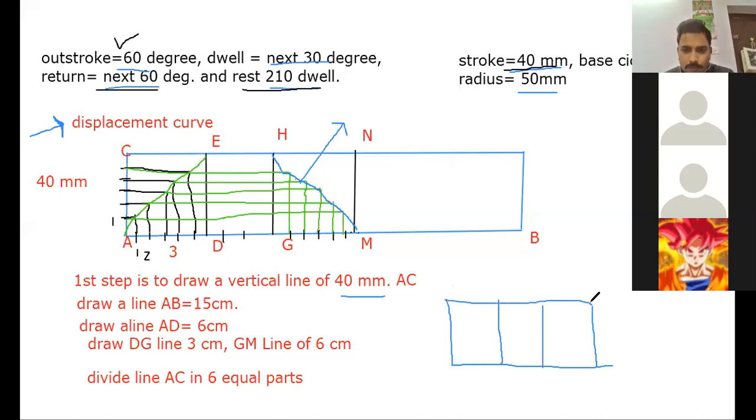Now, once the parts are divided, you need to divide line AC into 6 equal parts again. If line AC is divided into 6 equal parts, then you need to join the points: first to the first point, second to the second point, third to the third point, and then you will achieve the constant velocity curve. As a straight line moving forward, then dwell, and then a straight line moving downwards. Okay, so this is what you would achieve. Any doubt in this to anyone, please ask. This is the displacement curve for uniform velocity.